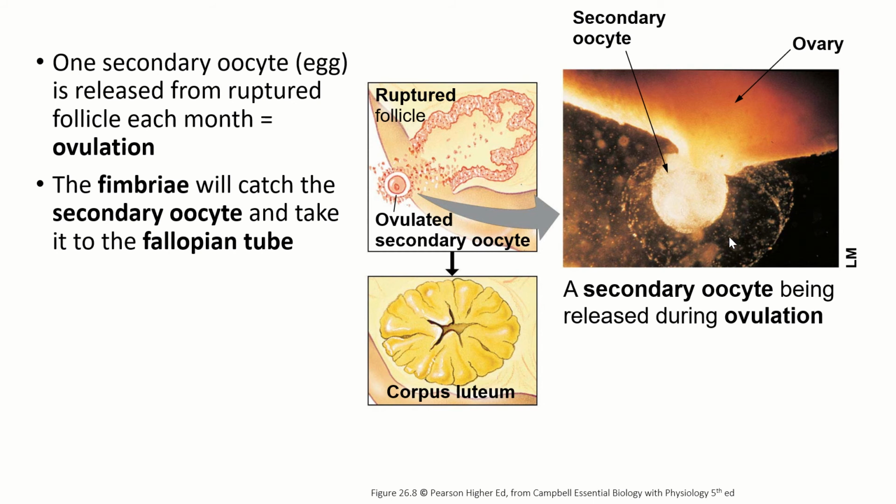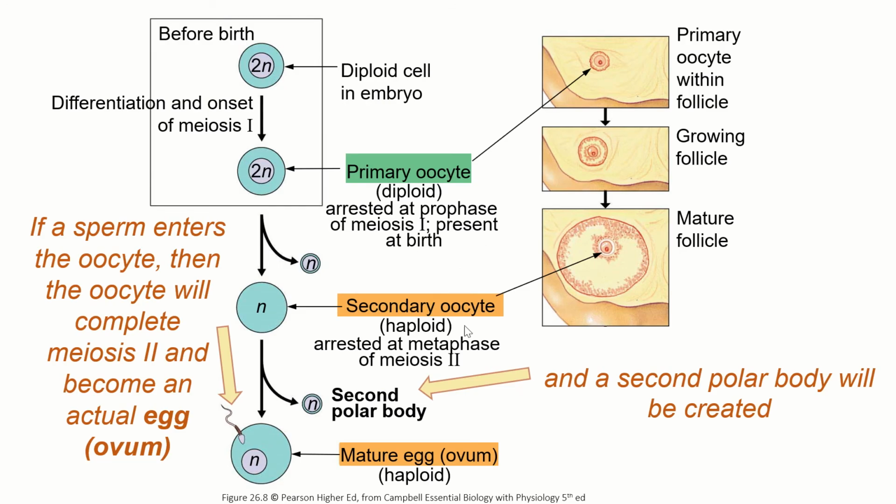This is actually a microscope picture with a special camera inside, outside the ovary. Here's the oocyte, and you can see here's the ovary, and all of this stuff out here, these are those other cells from the follicle that get released with the ovary. The fimbriae are then going to catch this. Ignore this corpus luteum. I'm supposed to delete that. The fimbriae are going to catch the oocyte and take it to the fallopian tube.